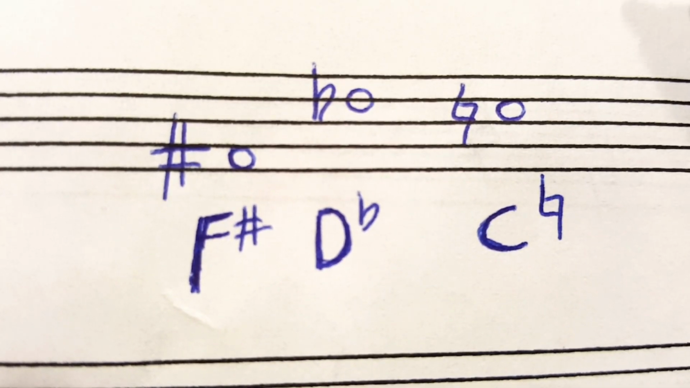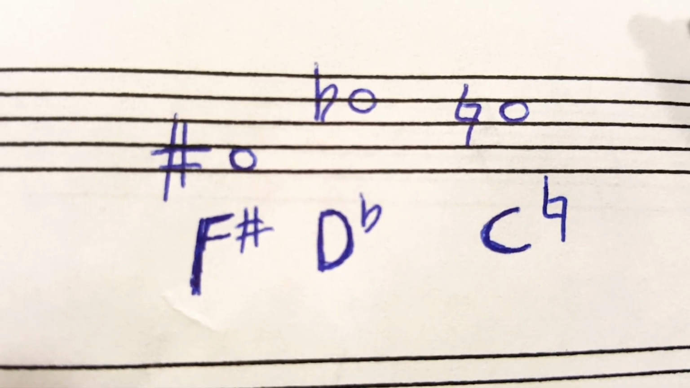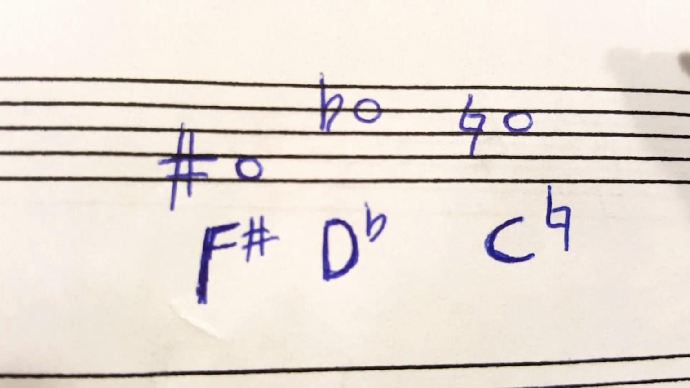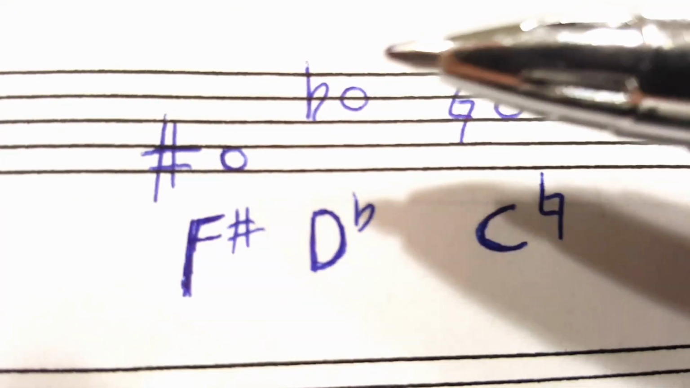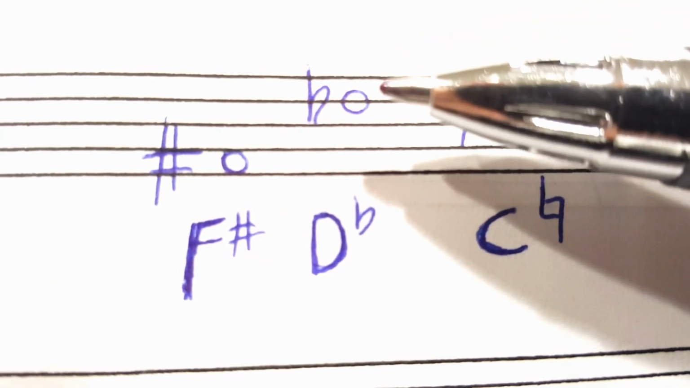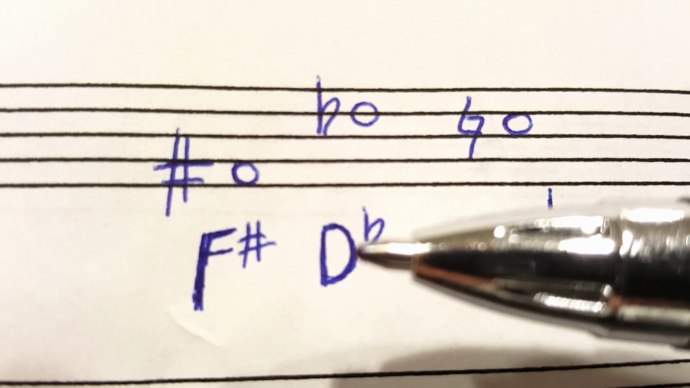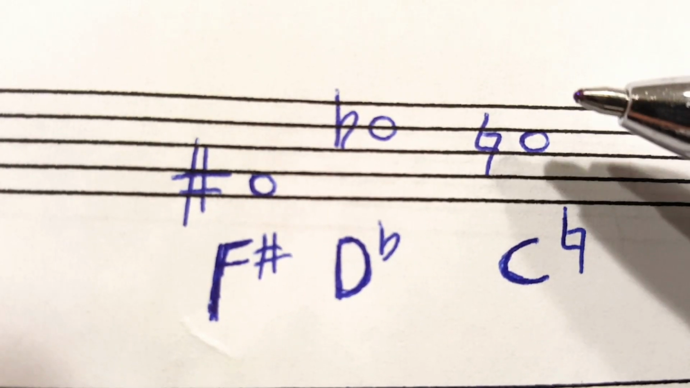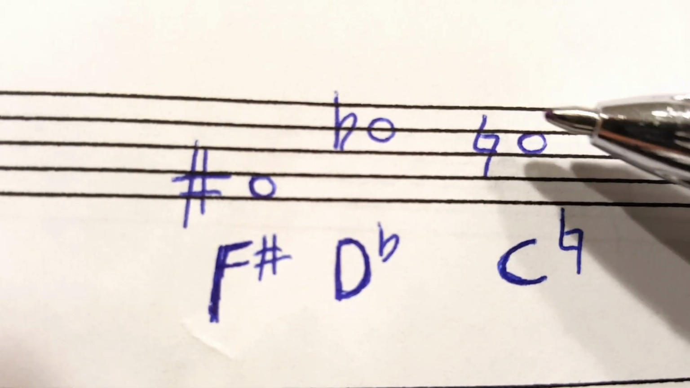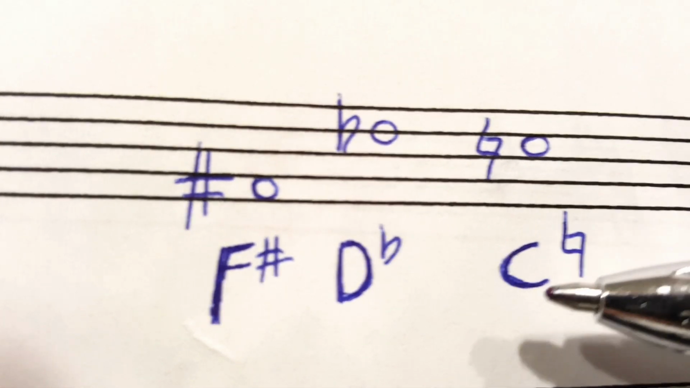So this is what this example shows, that here I have the sharp sign before the note, but we would say F sharp. In the second example up here, I have the flat sign before the note, and if I were to say this in English, it would be D flat. The last example has the natural sign before the note, and when we say this in English, it would be C natural.